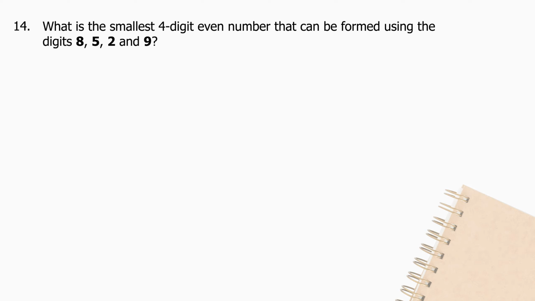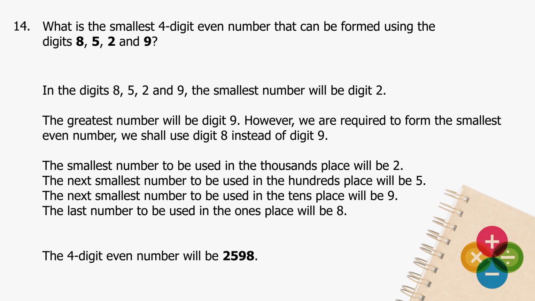Question 14. What is the smallest 4-digit even number that can be formed using the digits 8, 5, 2, and 9? In the digits 8, 5, 2, and 9, the smallest number will be digit 2. The greatest number will be digit 9. However, we are required to form the smallest even number. We shall use digit 8 instead of digit 9.